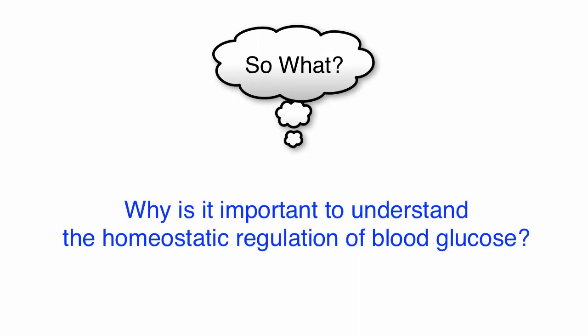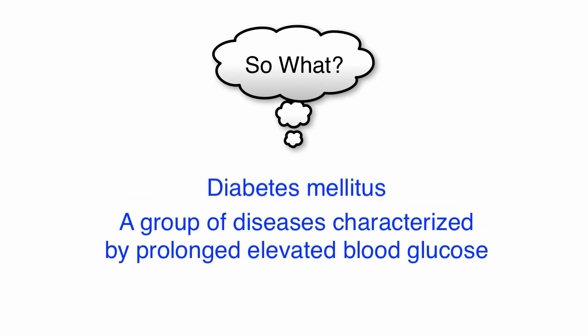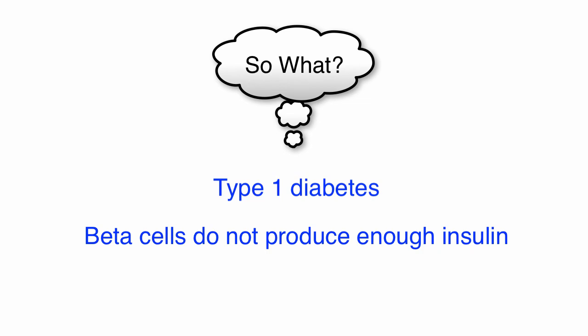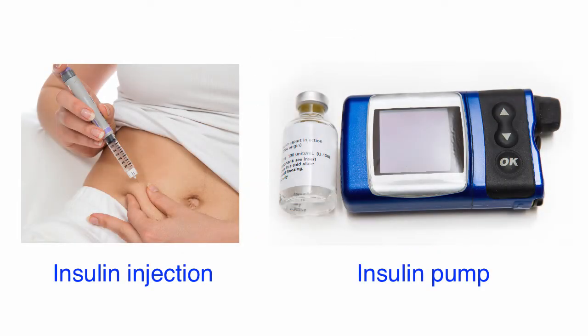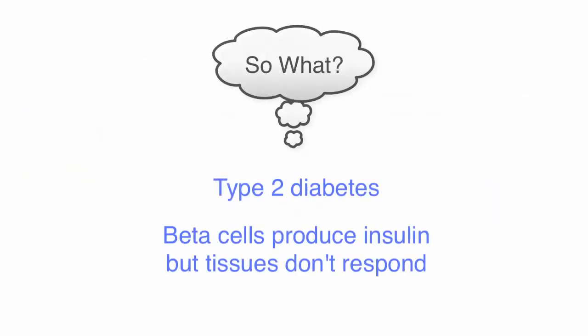So what? Why is it important to understand the homeostatic regulation of blood glucose? Well, this knowledge is crucial to understanding diabetes mellitus, a group of diseases characterized by prolonged elevated blood glucose level. In type 1 diabetes, the beta cells do not produce enough insulin, and people with this condition must inject or pump insulin into their bodies. In the U.S., most cases are type 2 diabetes, in which the cells do produce insulin, but tissues don't respond to it. Type 2 diabetes is associated with obesity and lack of exercise.